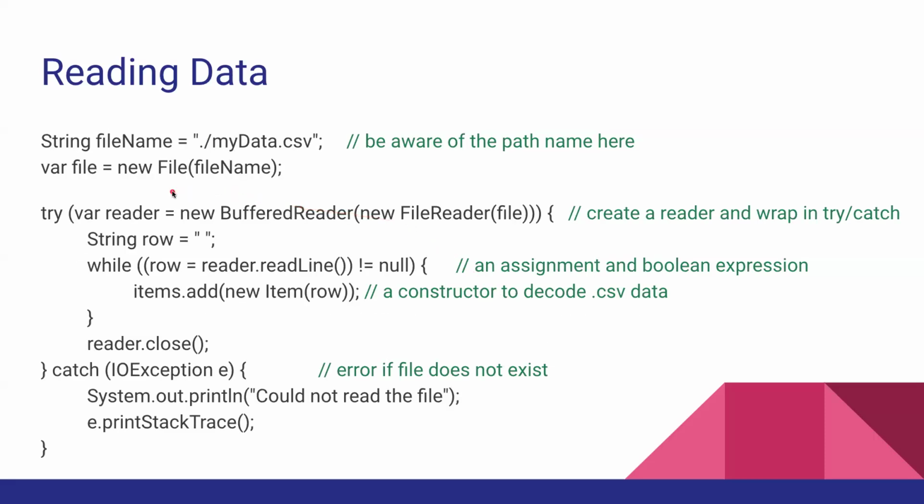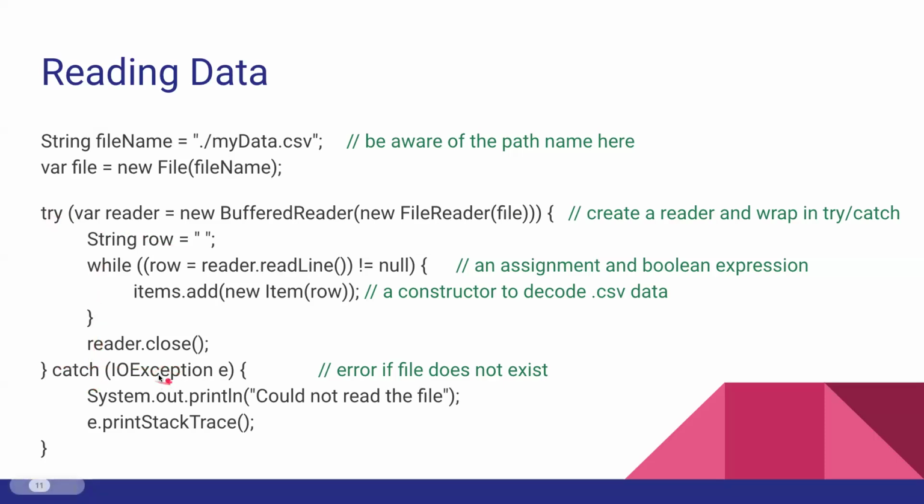Here is the code. This looks very much like the BufferedWriter. So we define our file name, we define a file, and then we do a try. Instead of declaring a writer, we declare a reader. New BufferedReader, new FileReader with the file. And then we wrap this in the try catch block the same way.